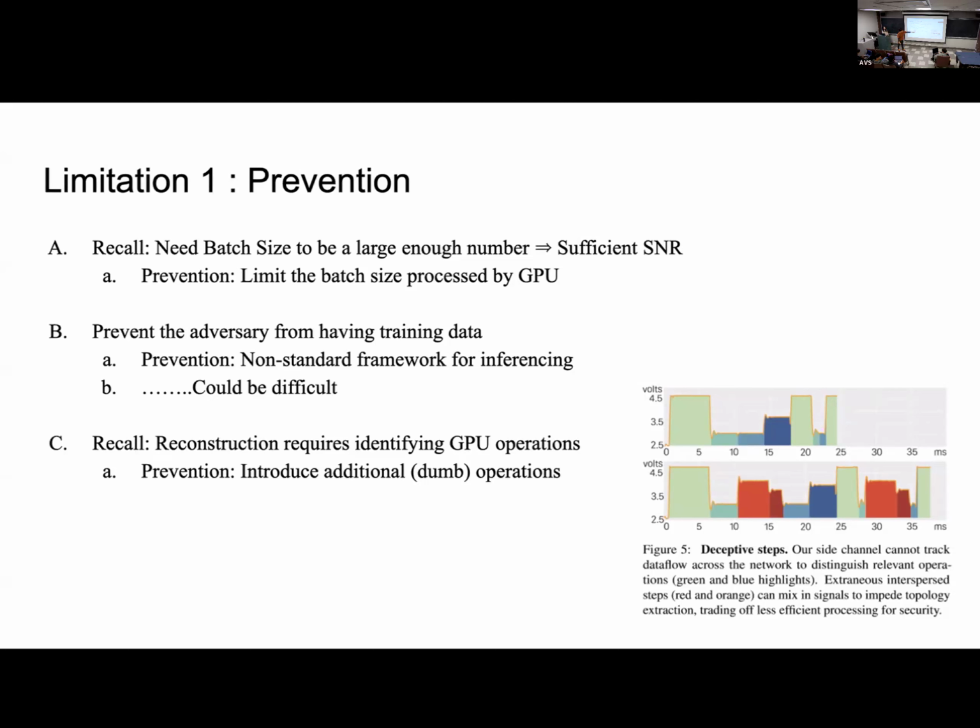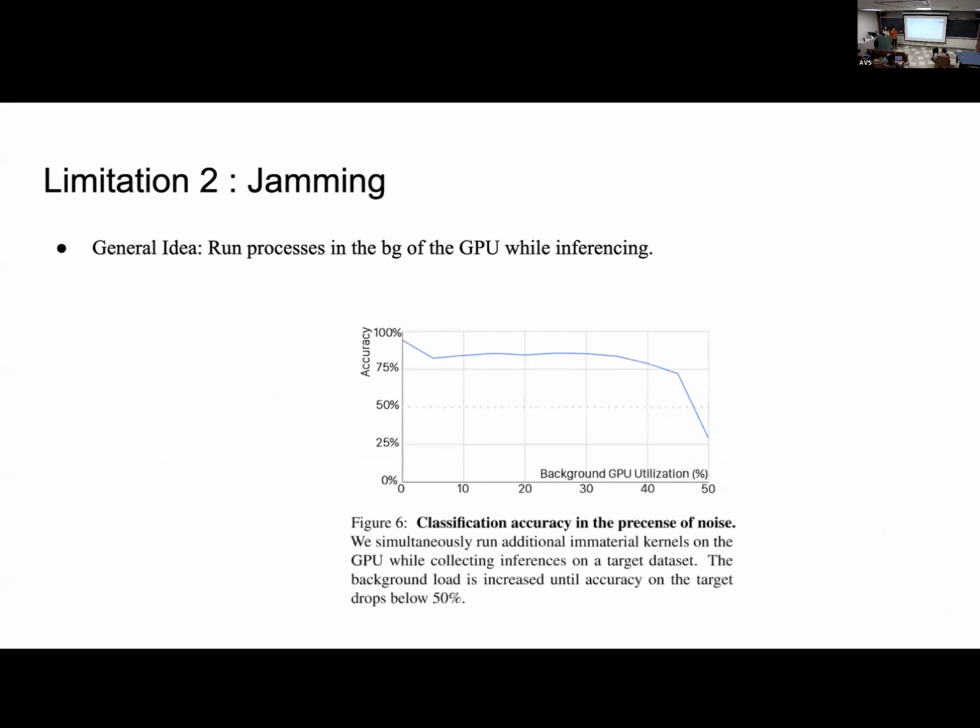At the bottom one, you can see red signals that are dummy operations that don't do anything to the results, but they model the EM trace that you get. Now, if you can't do any of those preventions, what they do suggest is jamming. The idea is that you run background processes on the GPU while the GPU is inferencing. As you can see, as the background utilization increases, the accuracy that you get drops steeply.